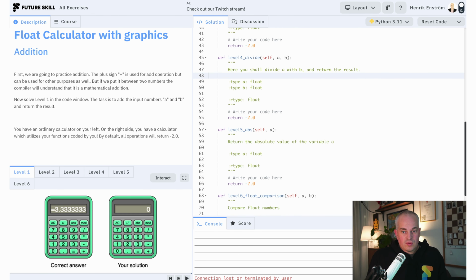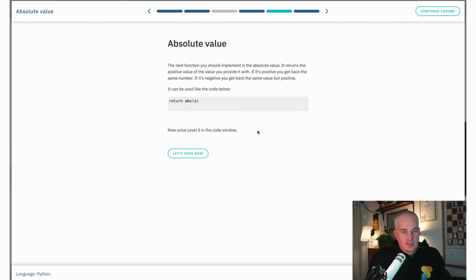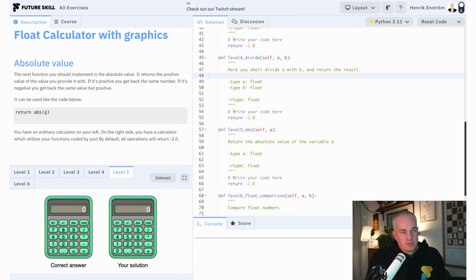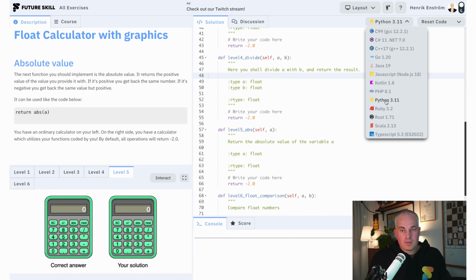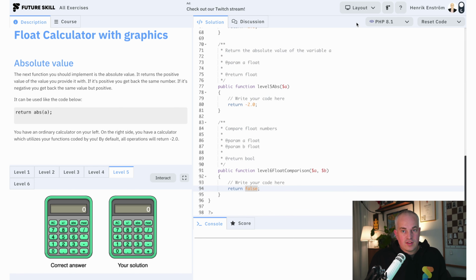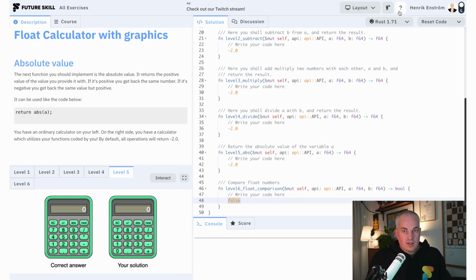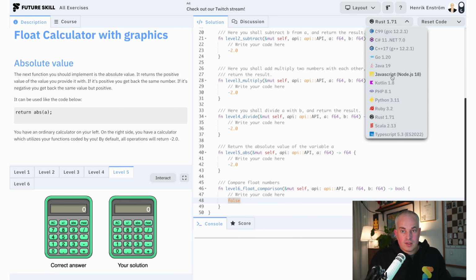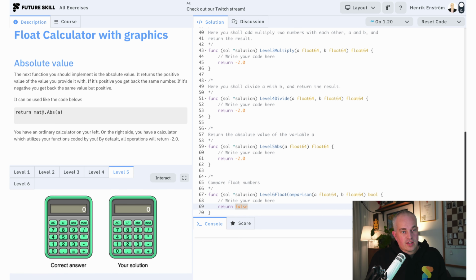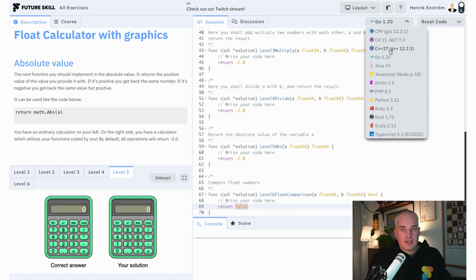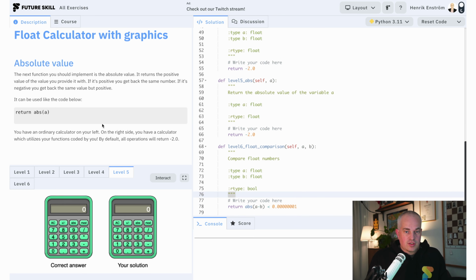And if we jump to level 5, then we have absolute value. So then we should do abs, which typically you will see how to do it in the description window to the left. So abs of a will return, in the Python case, the absolute value of a. Most languages, I think it is abs, but it will change here if it's different in this language. Could also be Go maybe, yeah. So here we have to write math.abs in Go, for example. But in Python it's just abs of a.